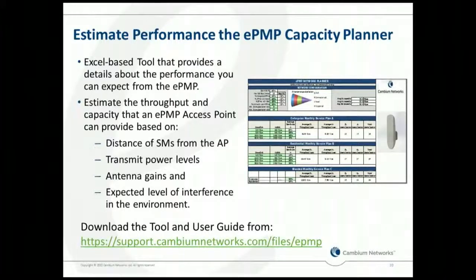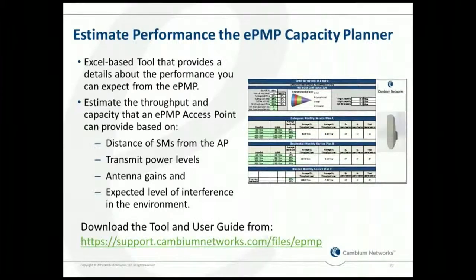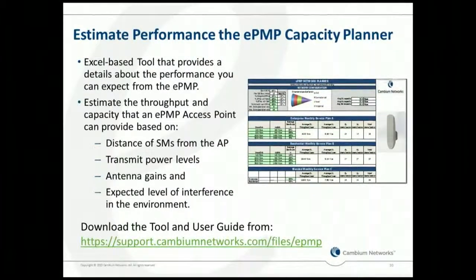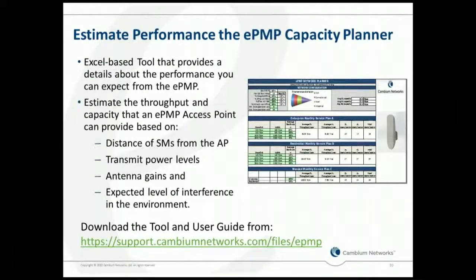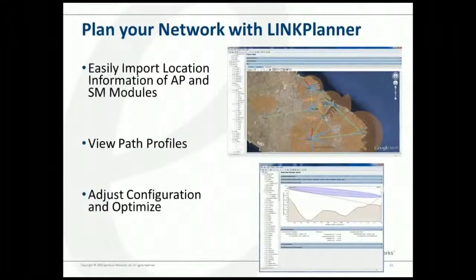We have a tool that's called the ePMP Capacity Planner. This is an Excel-based tool that can be downloaded from our website, and it allows people who want to deploy networks to do some kind of what-ifs, to get a good feel for what kind of performance they could get from ePMP solutions based on the distances between devices, transmit power levels, antenna gains, and also the expected level of interference. So once you get a good feel for the capabilities of the solution, you can move to the next step, which is to use the link planner tool to plan your ePMP network.